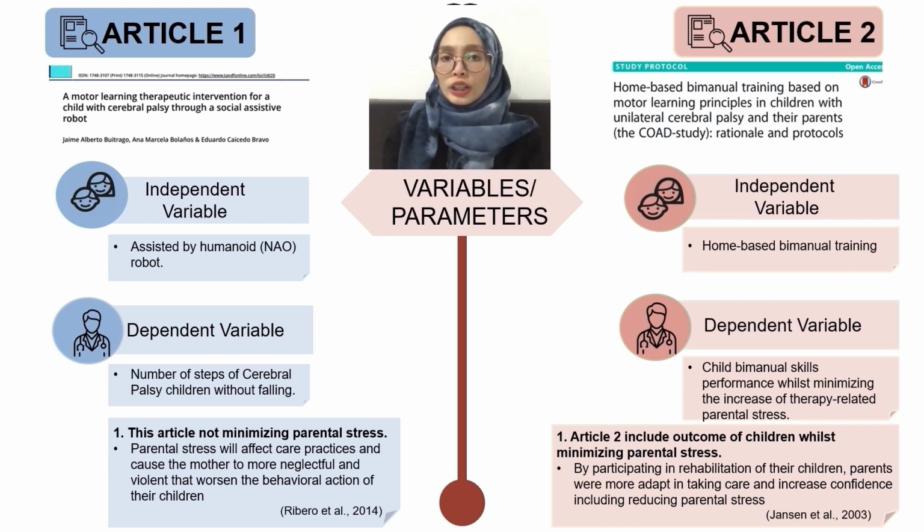Compared to Article 2, this article includes outcome of children while minimizing parental stress. By participating in rehabilitation of the children, parents were more adept in taking care and increased their confidence, including reducing parental stress, because the parents had learned to take care and do intervention for their children at home.